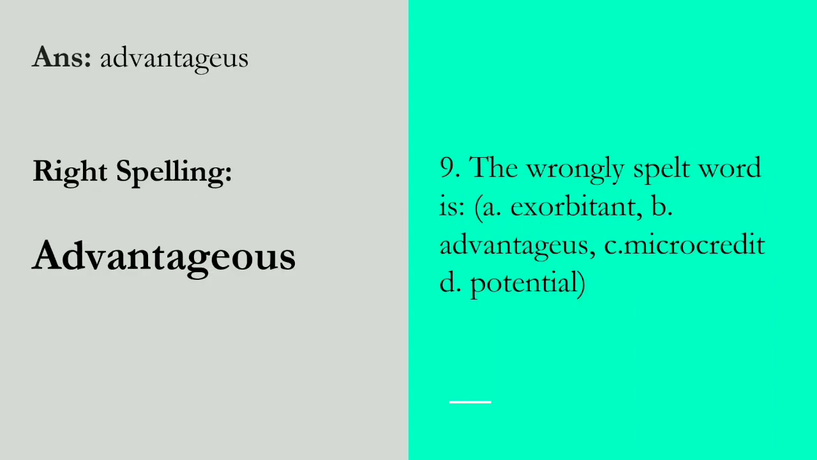Now coming to the 9th question, you have to find the wrongly spelt word. And actually the word is there in your passage itself. Suppose you get a difficult word and you don't know the meaning, please read your passage carefully. You will find the word somewhere over there. Here it is easy: advantageous is the wrongly spelt word.